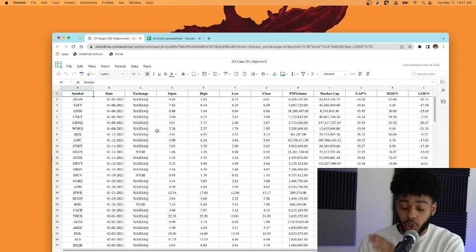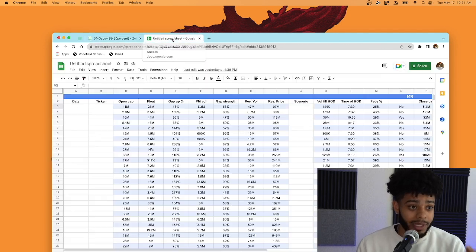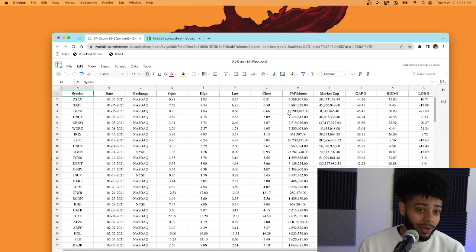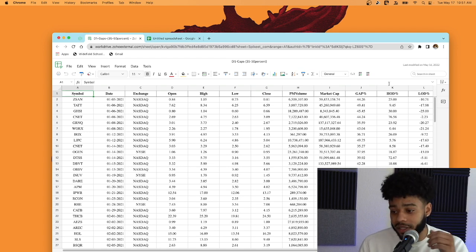But this saves me so much more time than tracking everything one by one by hand. I mean, literally in my sheets, I was tracking what the open price was by hand, what the close price was by hand, what the high of day was by hand, what the pre-market volume was by hand, and what the market cap was by hand. So this is a huge time saver.